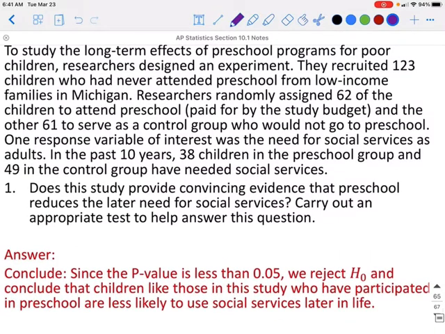And since the p-value is less than 0.05, we reject the null hypothesis and conclude that children like those in this study who have participated in preschool are less likely to use social services later in life. Now again, we just have to say those who are similar to the ones in the study. We cannot generalize this anymore because we didn't randomly select people from the entire population. We just randomly selected from a specific population, so we can only generalize to that specific group or children like those in that group.